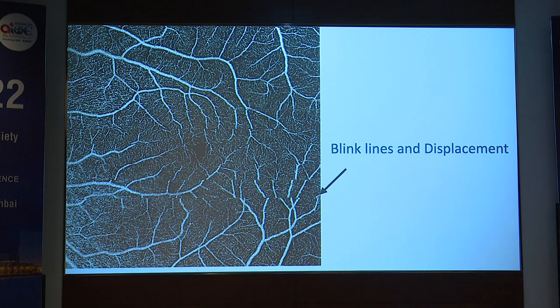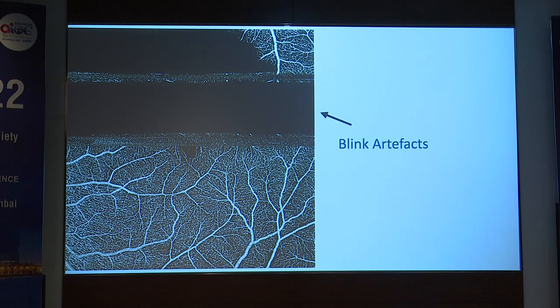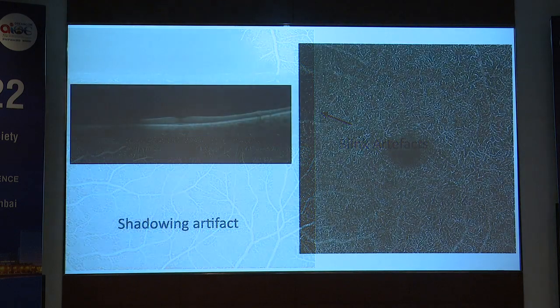It doesn't matter as long as you are looking qualitatively for the presence of NV. Even if there is a blink line, it doesn't matter at all. But if you are trying to measure the vessel densities, this will definitely matter. It will not give a correct reading. This is a larger blink in between, or the patient is probably closing the eye in between. You'll get this type of artifact.